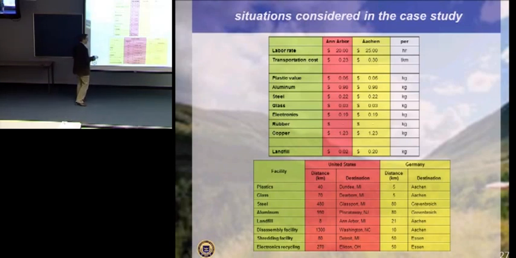You see here the distances in Germany are a lot lower. The labor cost is a little higher. The transportation cost is a little higher per ton kilometer. Tipping fees are much higher in Aachen, 10 times higher. So these are the situational variables that we're looking at in the case study. Making sense?